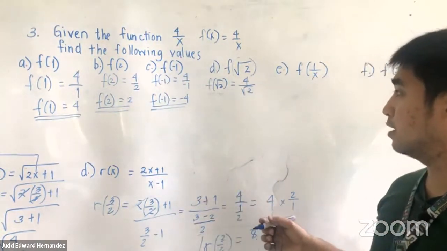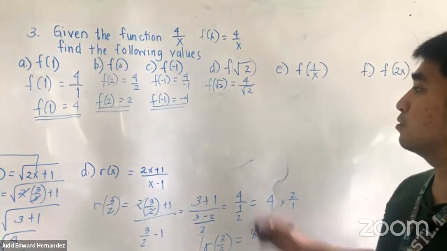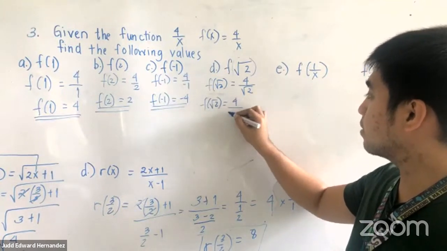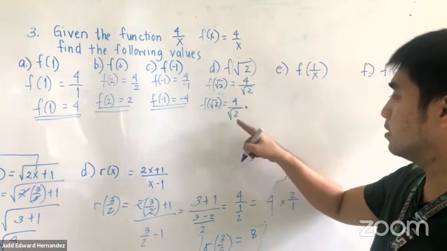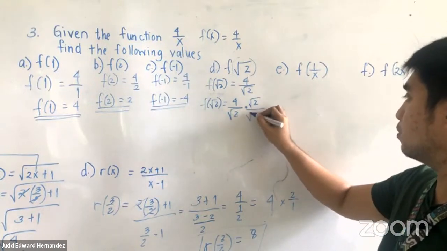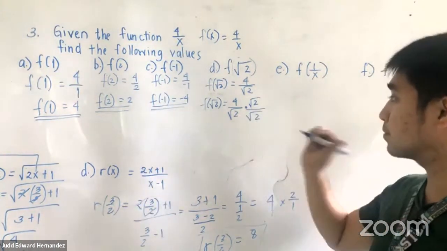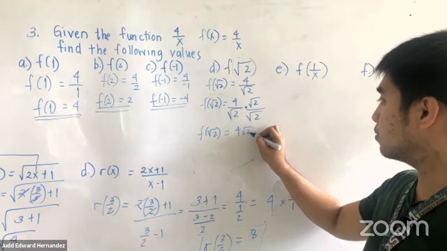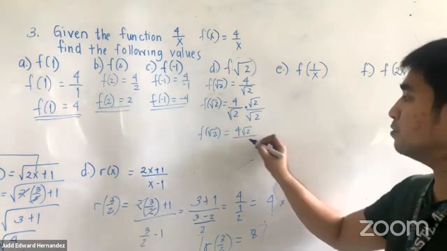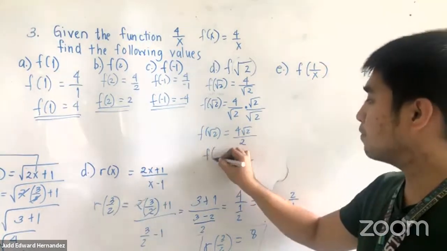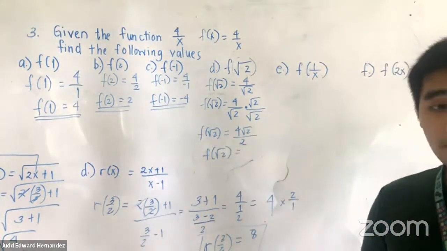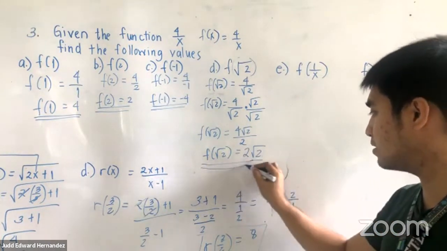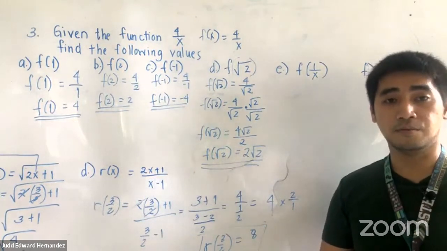So we need to rationalize this one. So rationalization, f of square root of 2 is equal to 4 over square root of 2 times the denominator, which is square root of 2 over square root of 2. Therefore, we'll now be having f of square root of 2 is equal to 4 square root of 2 over square root of 2 times square root of 2 is just 2. Therefore, f of square root of 2 will be 4 divided by 2. That is 2 square root of 2. So this is now the answer if you're asked to determine f of square root of 2.